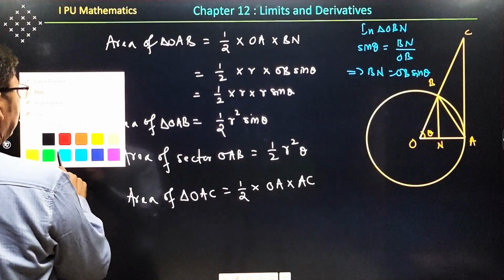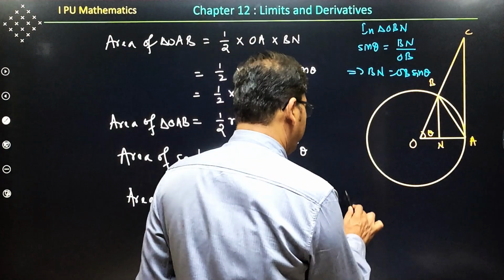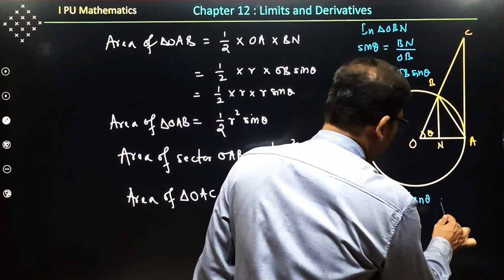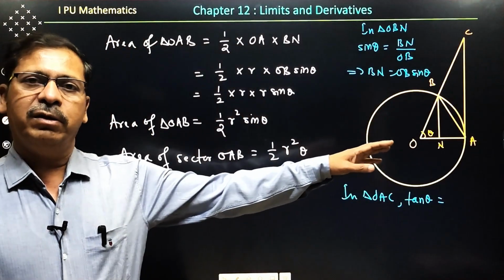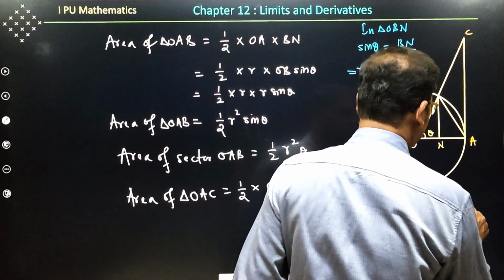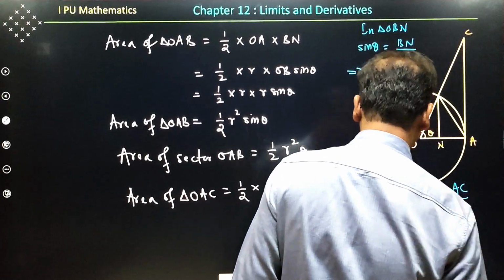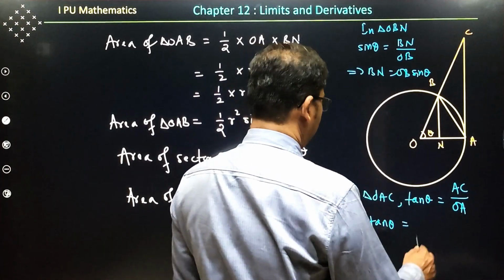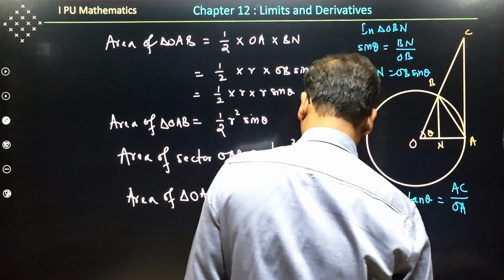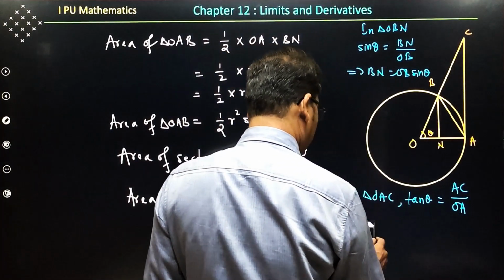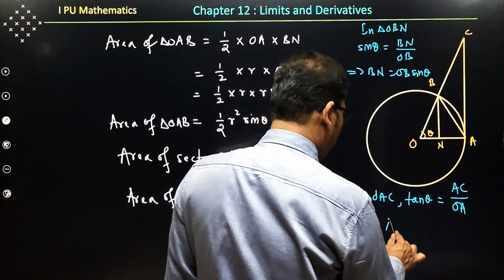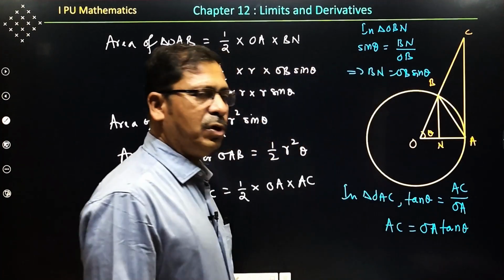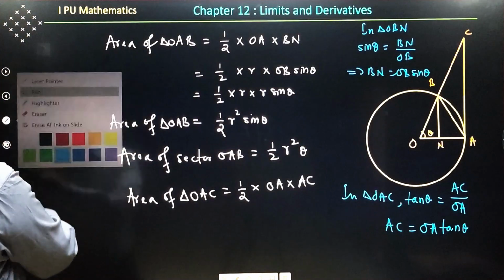Define tan theta in triangle OAC. If you define tan of angle theta, see what happens. Opposite side divided by base. What is the opposite side? AC is the opposite side. Base is OA. So tan theta is equal to AC by OA. You exchange this in this manner. Please concentrate here. AC equal to OA into tan theta. So this is what you need to convert and replace that value here.